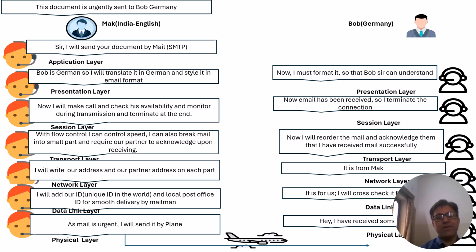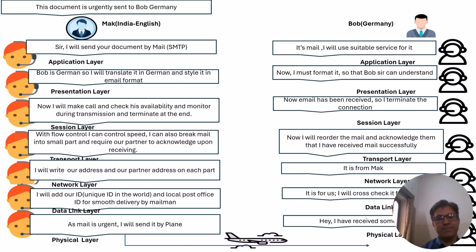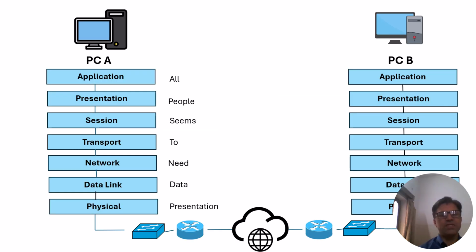Then the presentation layer. Now I can format it so that Bob can understand. Then the application layer. It's a mail. I will use a suitable service for it. Good job, assistant. These are the 7 layers. To learn them easily, remember: All People Seem To Need Data Processing, taking the first letter of each.